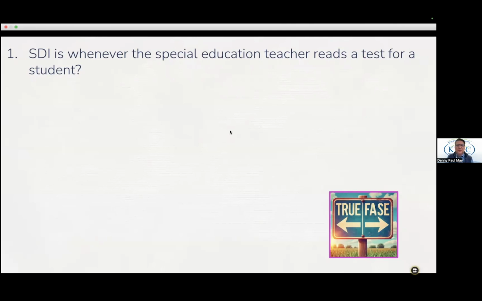Oh, Dr. Bates says false. I'm getting a lot of false. Yes. So what would that be when a special ed teacher reads a test for a student? What do we call that? How do we categorize that? Yes, Hannah, it's an accommodation. Okay. So accommodations have their place and there's nothing wrong with accommodations, but they're not specially designed instruction.